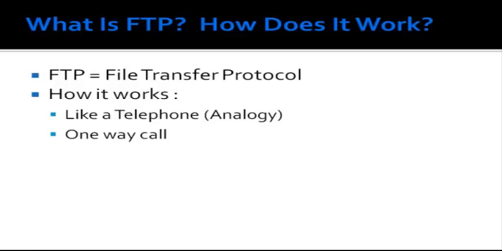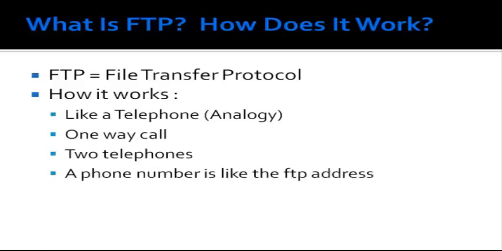So you're going to have telephone A and you're going to have telephone B. You also need their phone numbers. So let's say, for example, telephone A is calling telephone B. Telephone A dials telephone B's number into telephone A. At that point, it connects to telephone B.